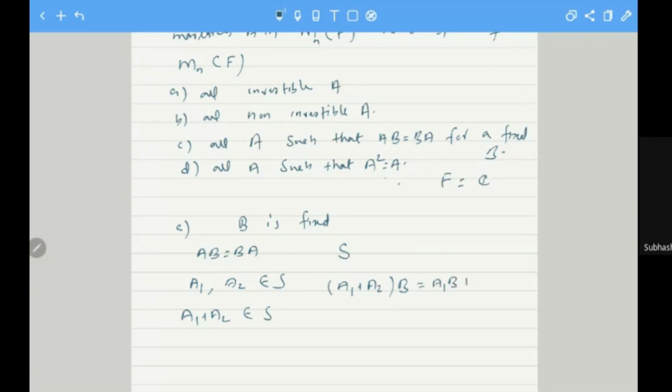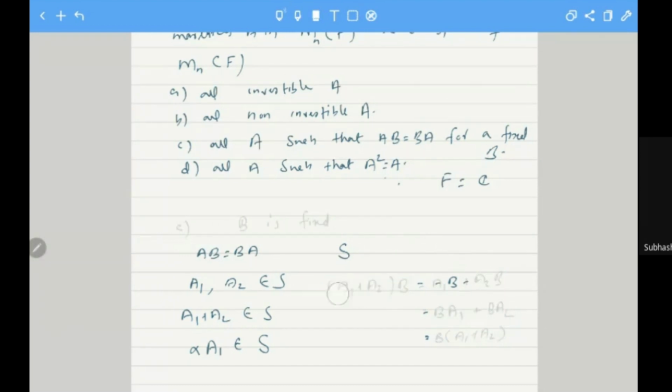That is something but A1B plus A2B. Now A1 commutes with B, so I can write it as BA1. A2 also commutes with B, so I can write it as BA2. So that is nothing but B times (A1 plus A2). So A1 plus A2 also commutes with B. Similarly, you can see that alpha times A1 is also an element of S. So C is clearly a subspace, right?